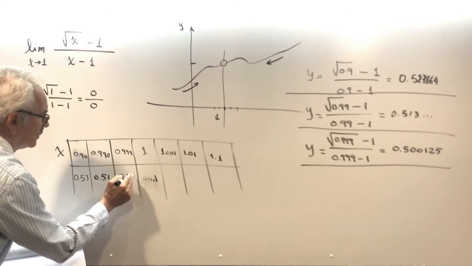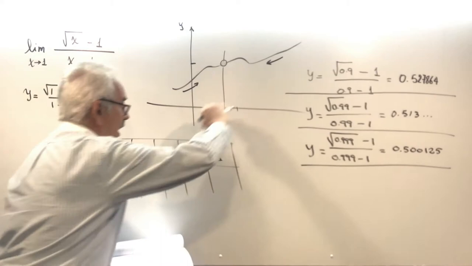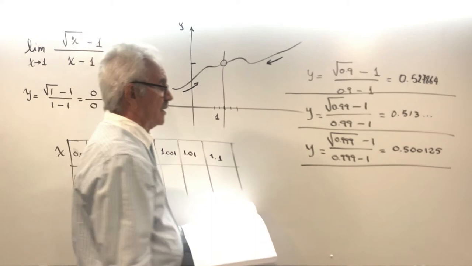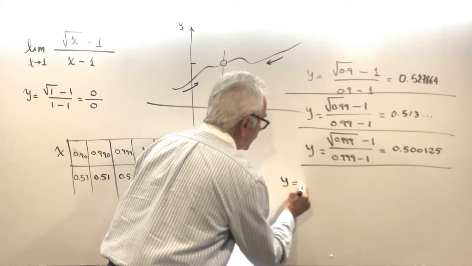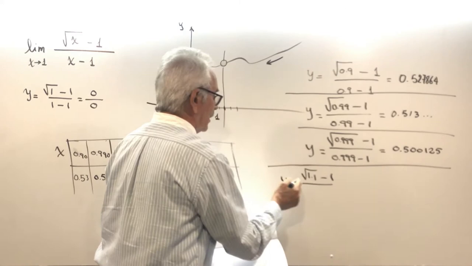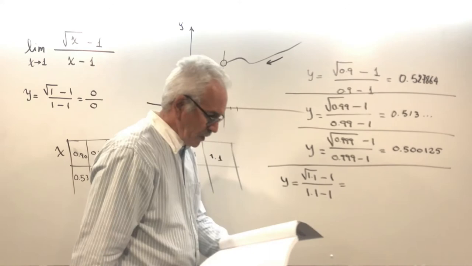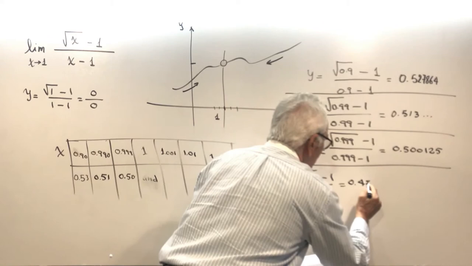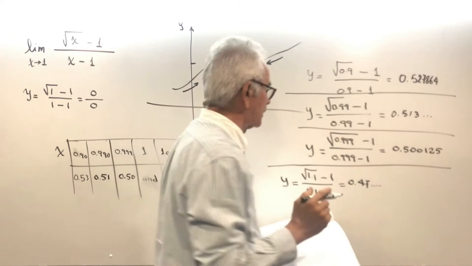Now let's see what happened when approaching from the right. When approaching from the right, we have a similar operation. y equals the square root of 1.1 minus 1, divided by 1.1 minus 1. The solution will be 0.47 and so on, 0.772226.